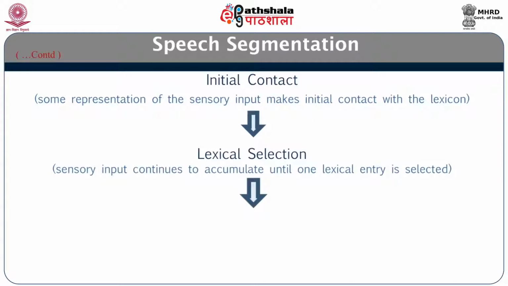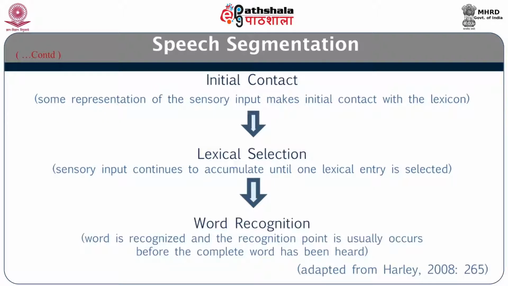This is where the system is trying to match the initial input with some representation. It's trying to find the word that the speaker is saying. So here the sensory input, the amount of acoustic input that you hear, keeps accumulating bit by bit. Remember, I said speech is incremental, so it comes in bits, one bit, the next bit, the next bit. As you're getting bits, you can also predict what will follow, because some possibilities are ruled out. So the sensory input continues to accumulate till one lexical entry is selected. So finally the system zeroes in on one thing, like we did with the example with ka, e, and o.